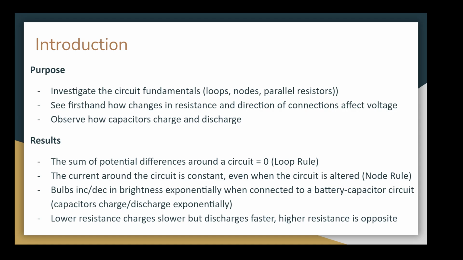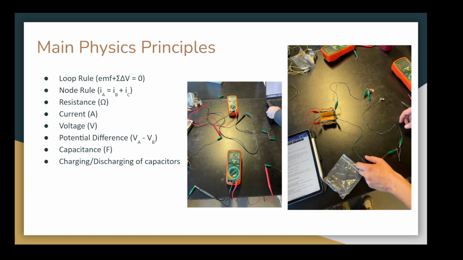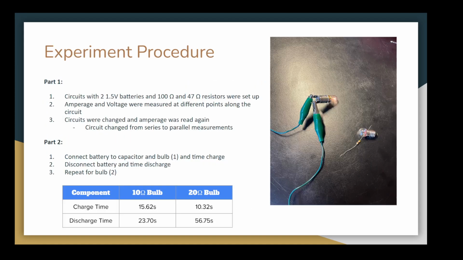In the second part of the experiment, we saw how capacitors charge and discharge through different resistance bulbs. We noticed that the bulb increased and decreased in brightness exponentially, which means the capacitors charge and discharge exponentially as well. Lower resistance charges slower but discharges faster, and higher resistance is the opposite. I'll show you a table about that in a minute. Main physics principles: the loop rule and node rule, with equations for resistance, current, and voltage. Potential difference, you can read.